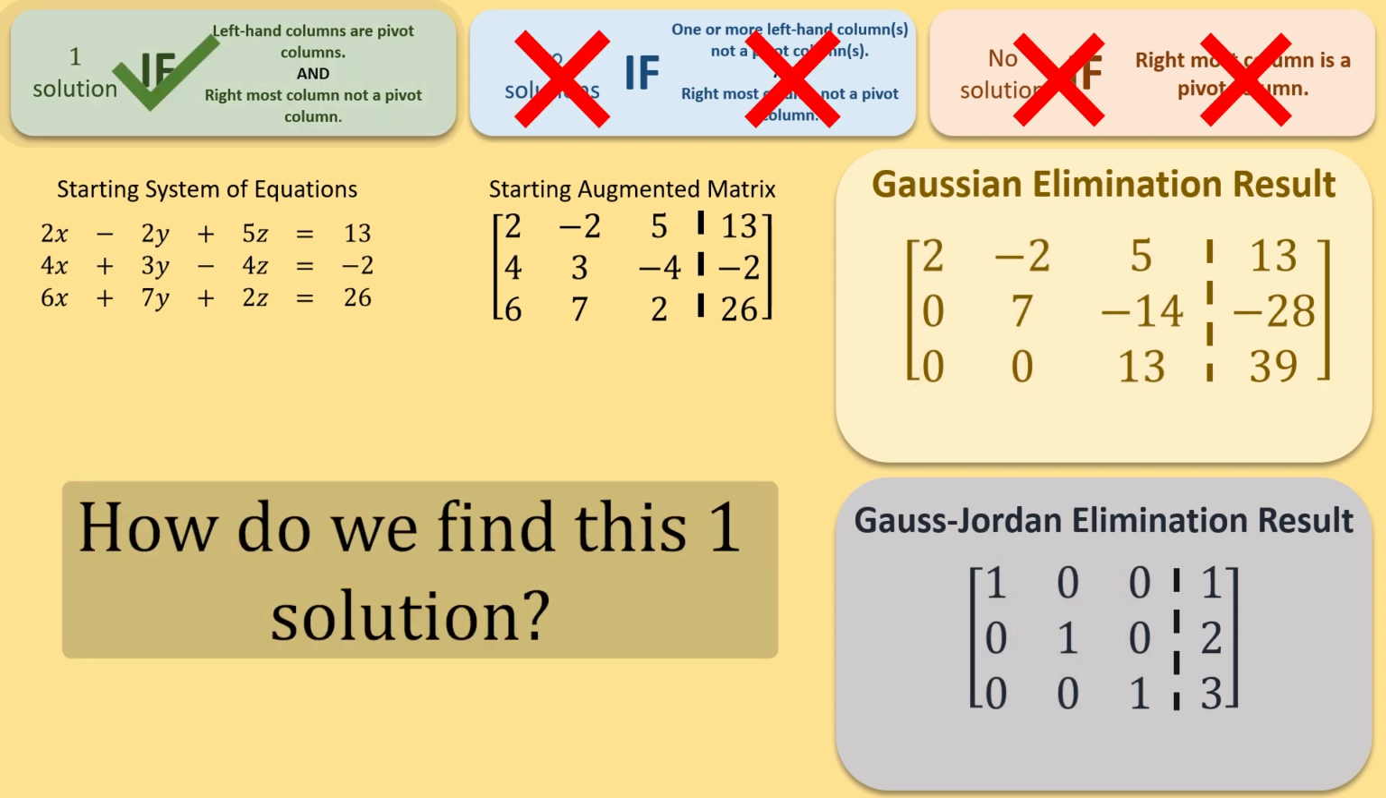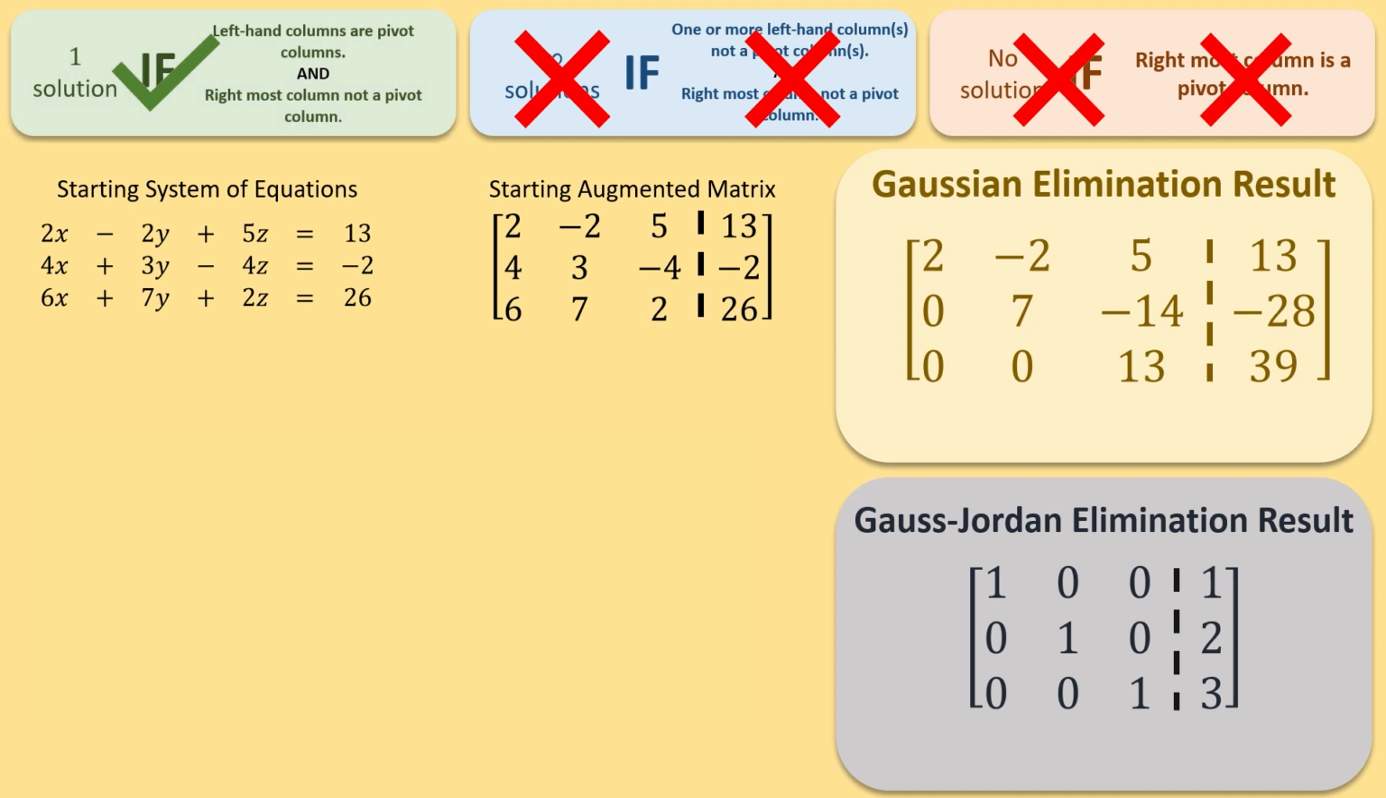How do we find this one solution? Well, we can find it using either of these resulting matrices we got doing the elimination process. Remember, the columns of these matrices are associated with the variables x, y, and z of our initial system of equations. The first column of the result is associated with x, the second column of the result is associated with y, the third column of the result is associated with z.